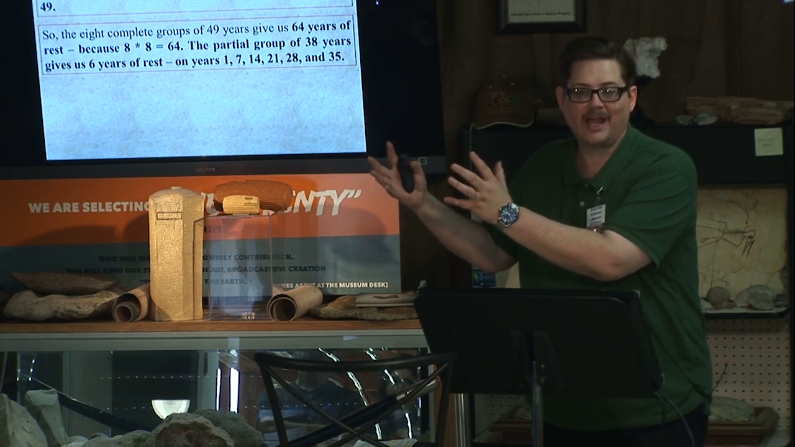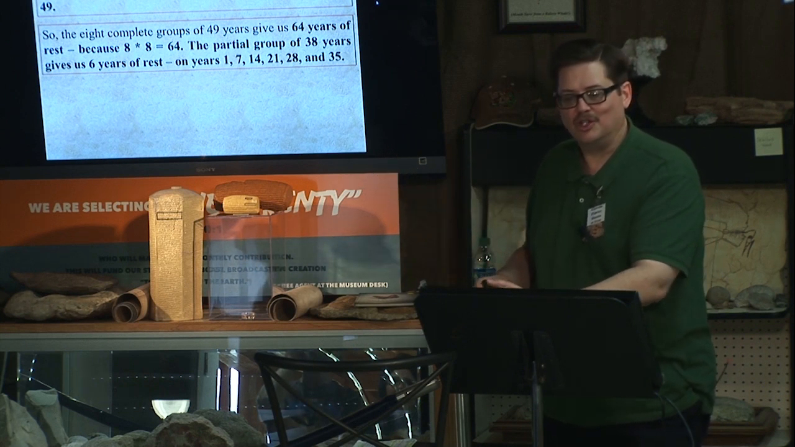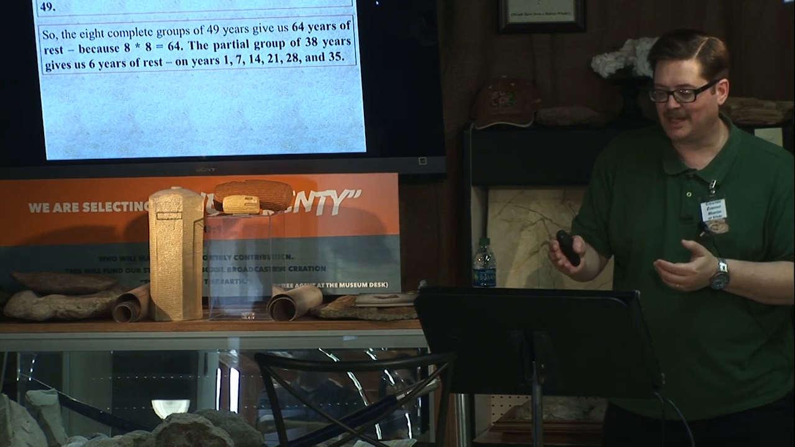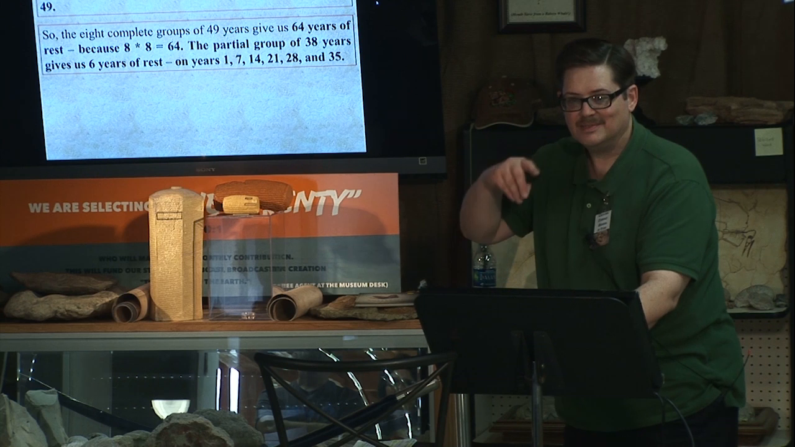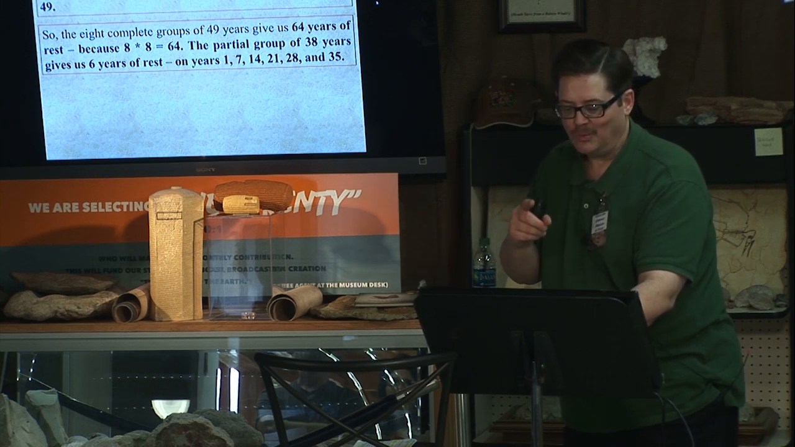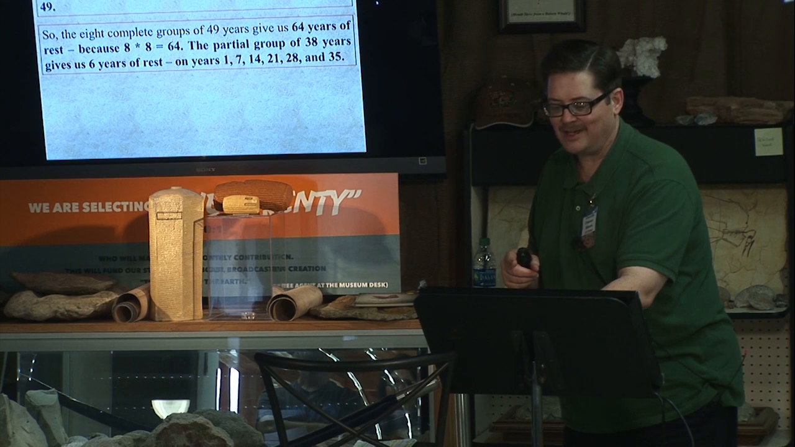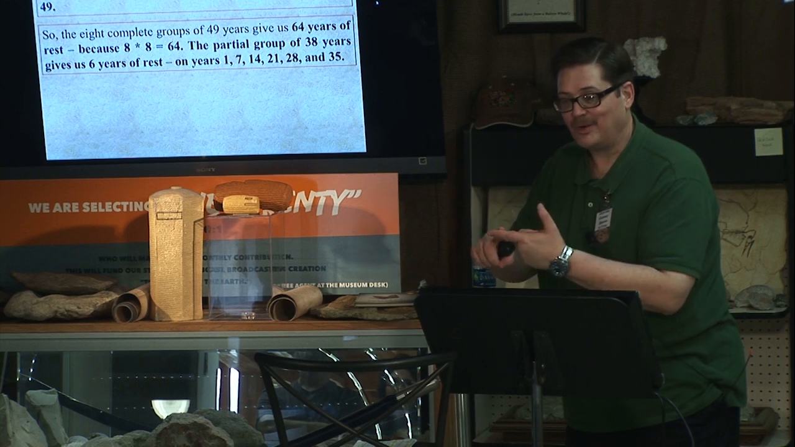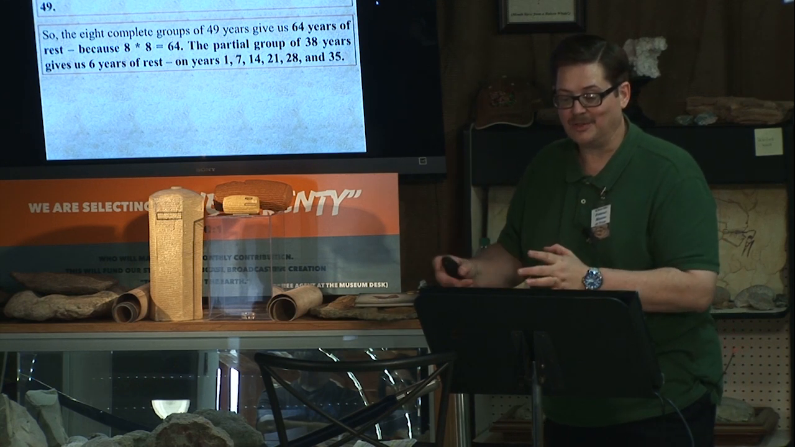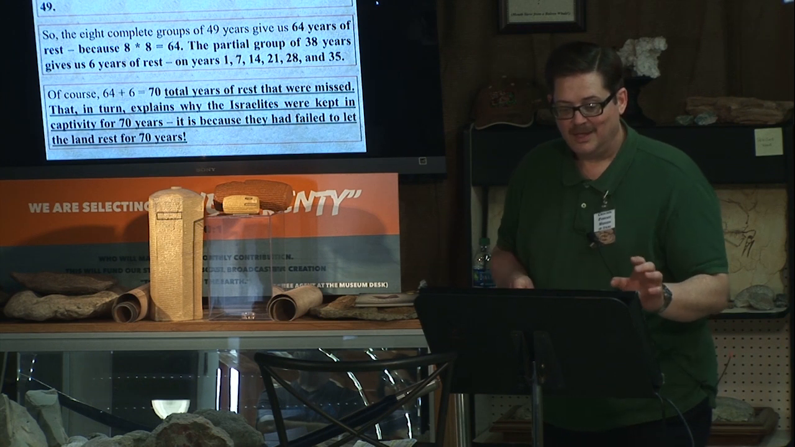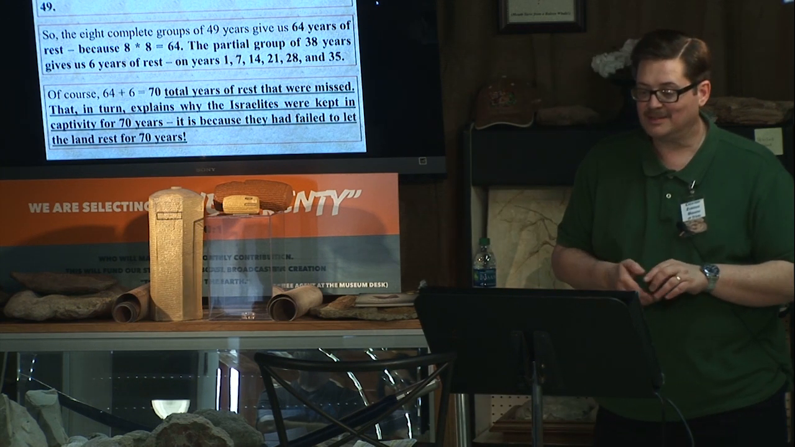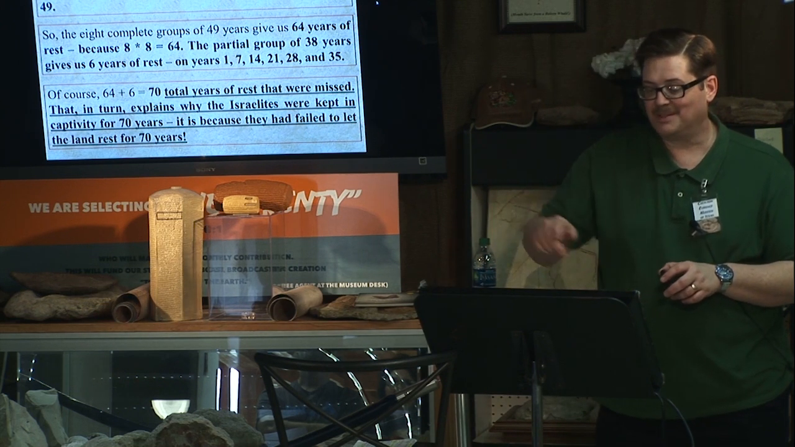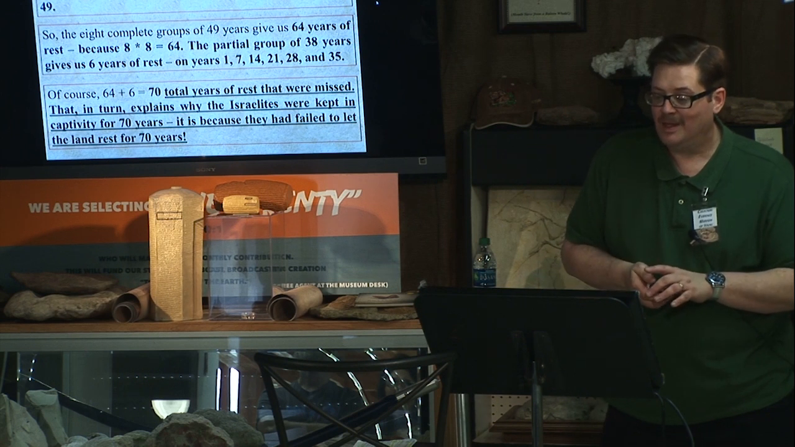So that's not a complete 49 or 50, right? So the partial group of 38 years, from 392 to 430, gives us 6 years of rest, right? So we have the beginning of another 50-year cycle, that's number 1, and then 7, 14, 21, 28, 35. We're not going to get to 42 because that's past 38, right? So we're not going to get 42 or 49 in this particular group. Okay, so 64 that we had at the top plus 6, 1, 7, 14, 21, 28, 35, that's 6 more. 64 plus 6 is 70 total years that were missed.